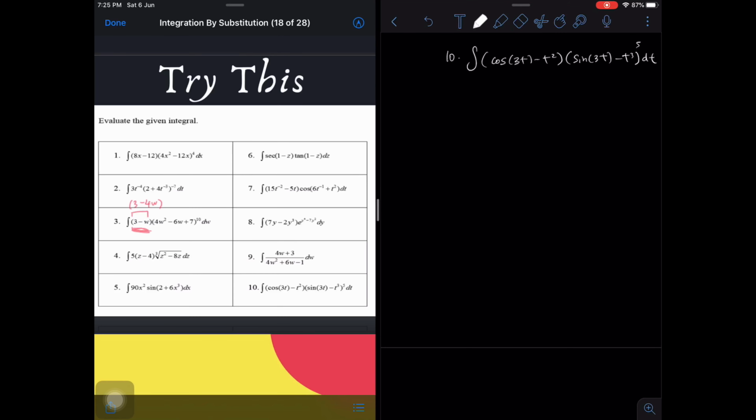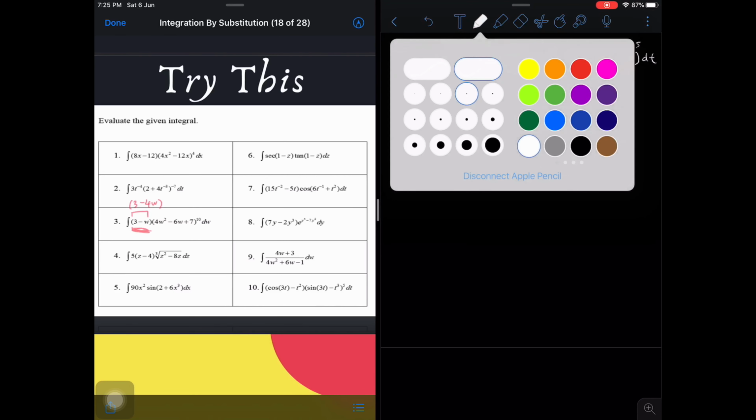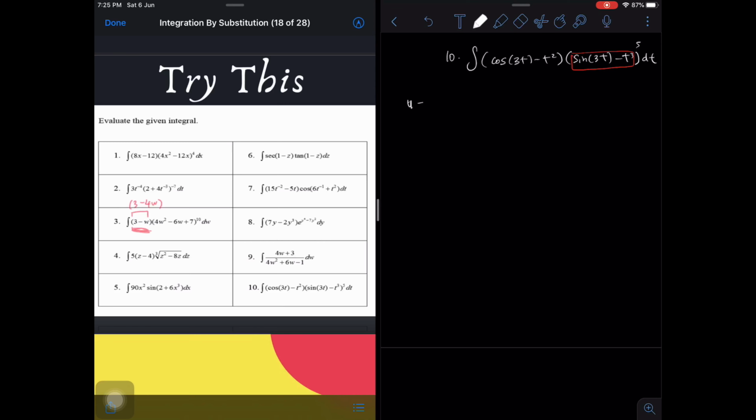If you see here, you have an inner function, where the inner function is sine 3t minus t to the power of 3. So this one is the inner function. We will let our u equal our inner function. Therefore, we have u equal to sine 3t minus t to the power of 3. We will have du over dt equal to, differentiating sine is cos 3t times 3, plus 3t squared. Therefore, you will have du over dt equal to 3 cos 3t plus 3t to the power of 2.